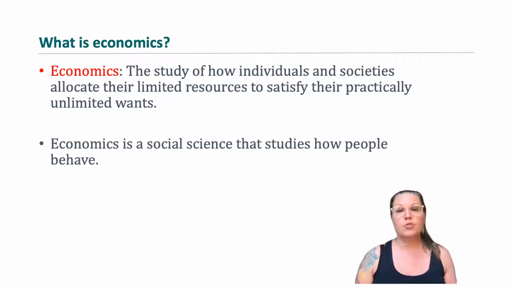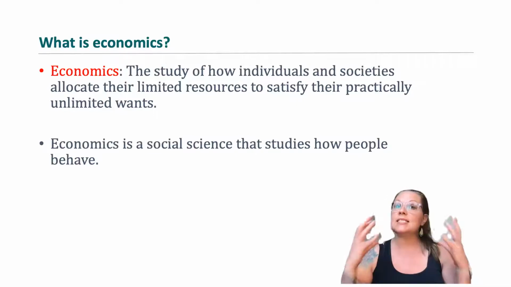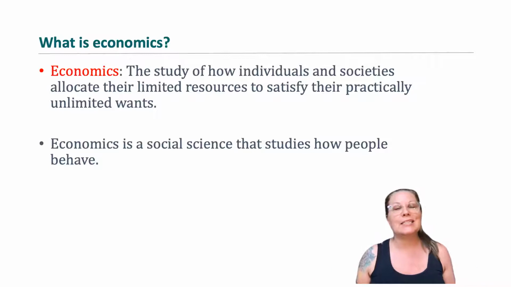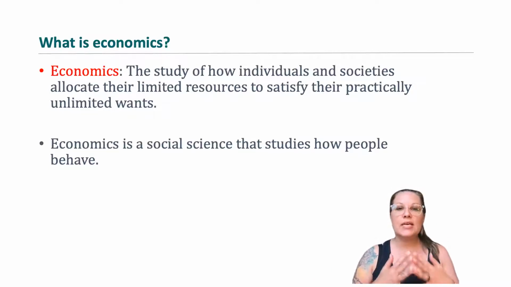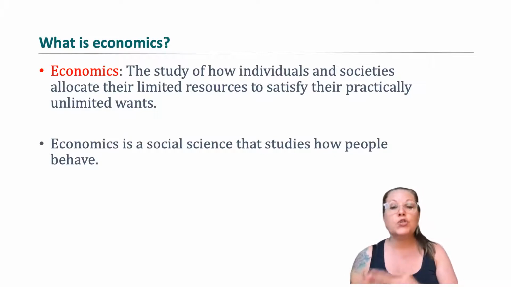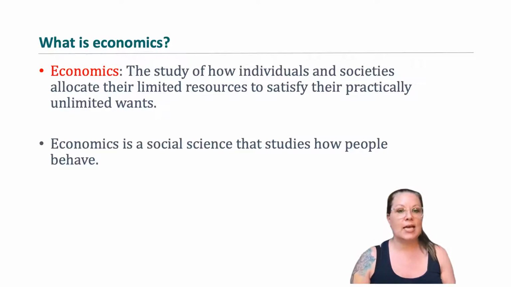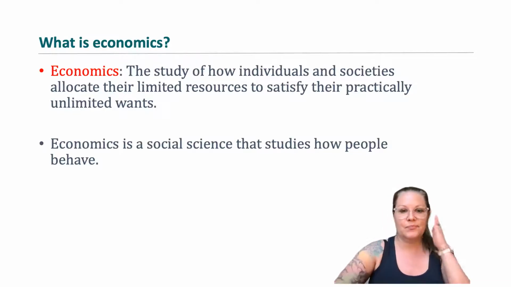In general, you can think of economics as the study of how individuals and the societies they belong in allocate their limited resources to satisfy practically unlimited wants. In other words, how do we get the things that we need and want to the people who need and want them? Economics is a social science, and it's essentially a study of human behavior.